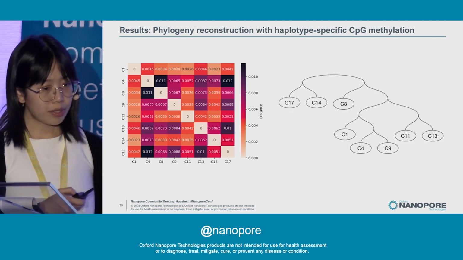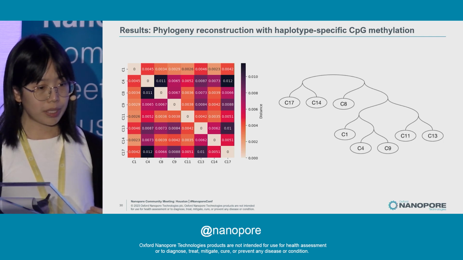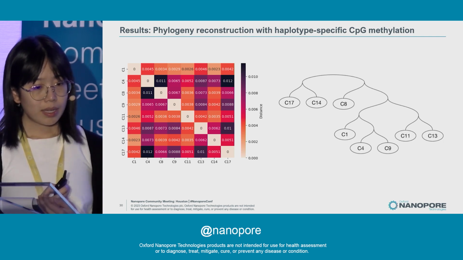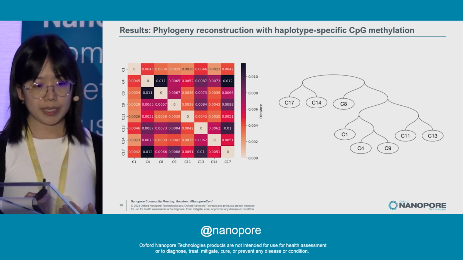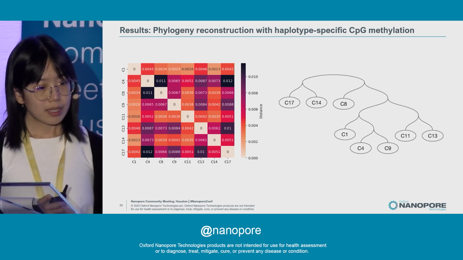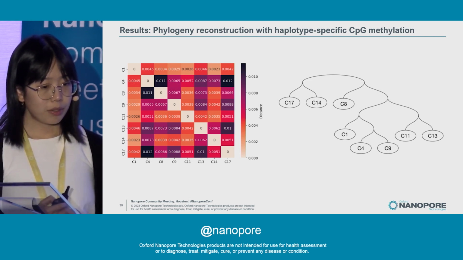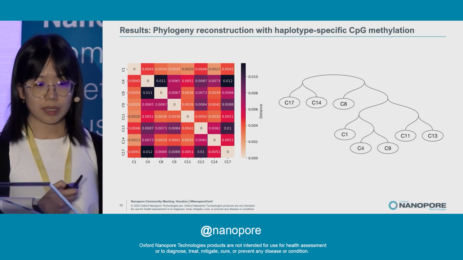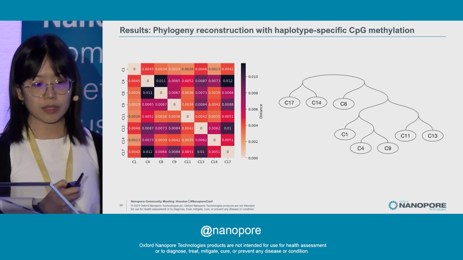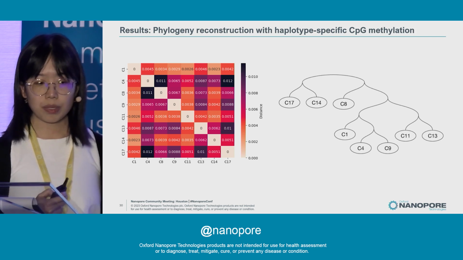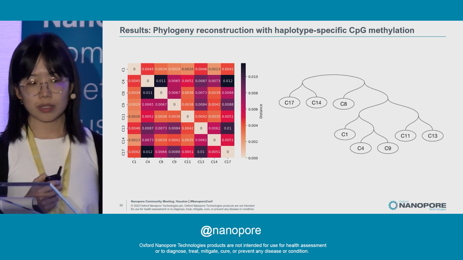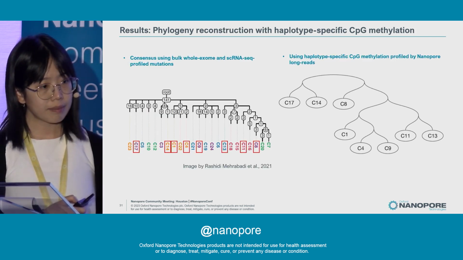Here is the unrooted tree we obtained by applying neighbor joining to the pairwise distance matrix. We will be able to root the tree once we obtain data from the normal melanocytes. To validate this phylogeny, we looked to our previous work that profiled the sublines using bulk whole exome and single-cell RNA sequencing. Specifically, we looked at the phylogeny constructed by the mutations called from the short read sequencing data.